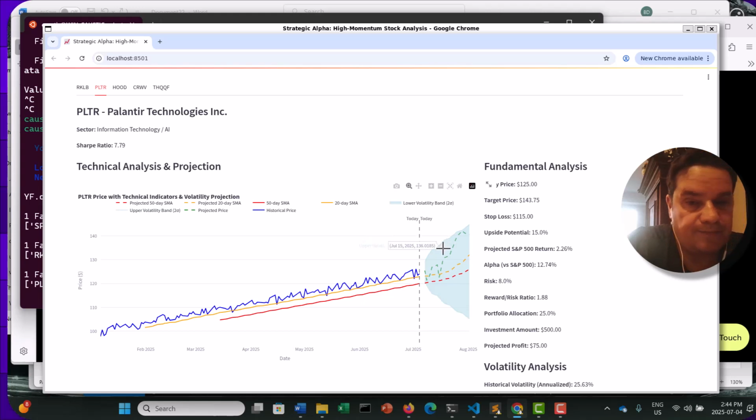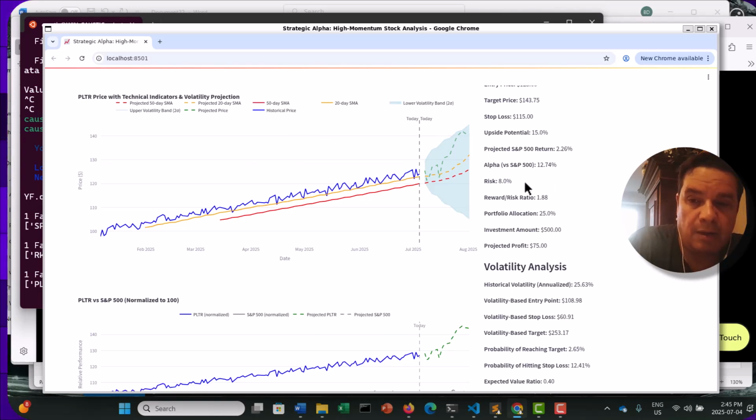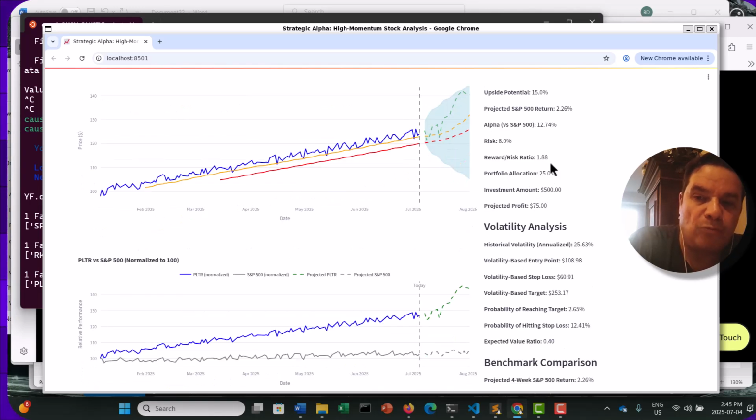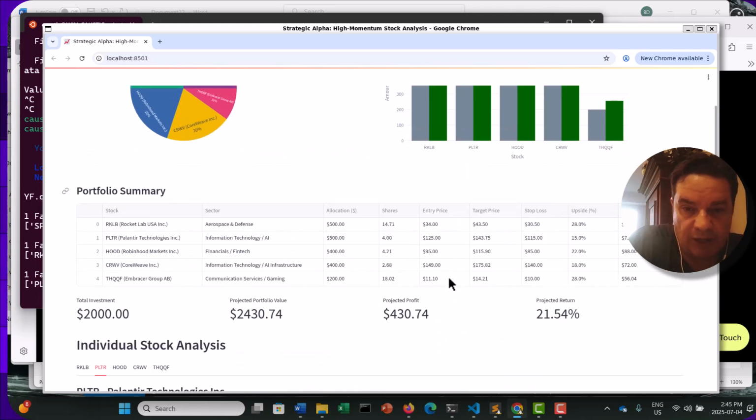Nobody really knows that. Again, we project current price, target price, stop loss, the potential of the upside, and again, comparing against the S&P, it's going to generate alpha of 12.7% with risk at 8%, risk-reward at 1.88, and portfolio allocation again at 25%. I don't think this is equally weighted.